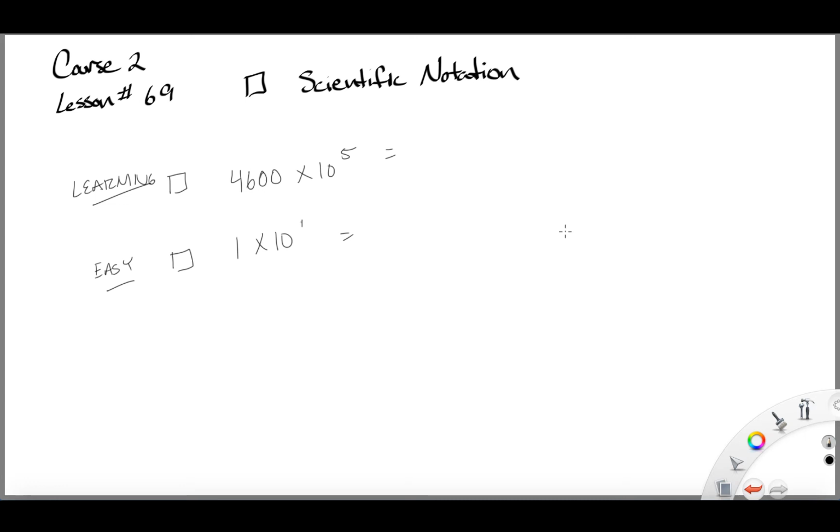Saxon Math Lesson 69. We're going to be dealing with proper forms of scientific notation. Scientific notation is a unique way of displaying really large numbers, but in a really small way. So I'm going to come down to the first one down here, and let's look at the easy one first, just to get our feet wet, okay?